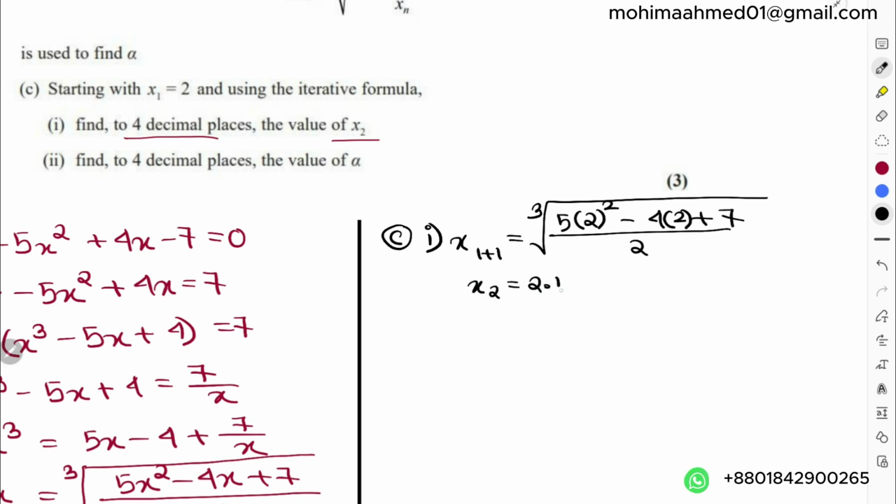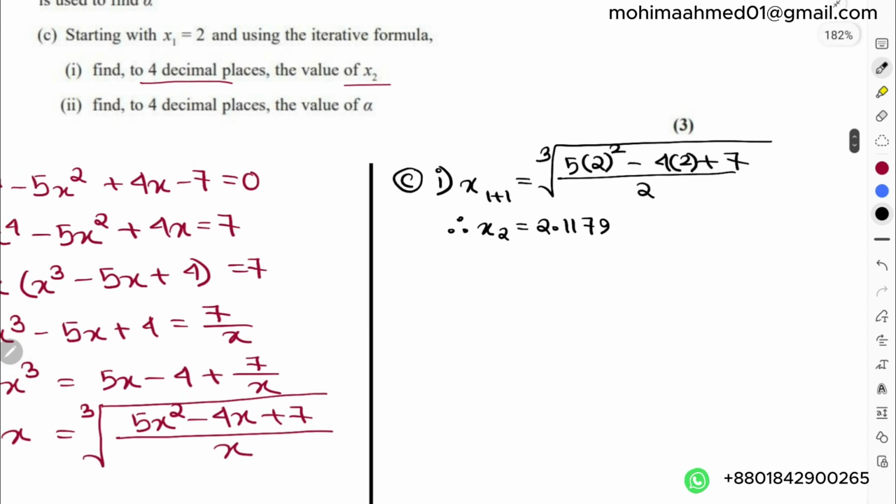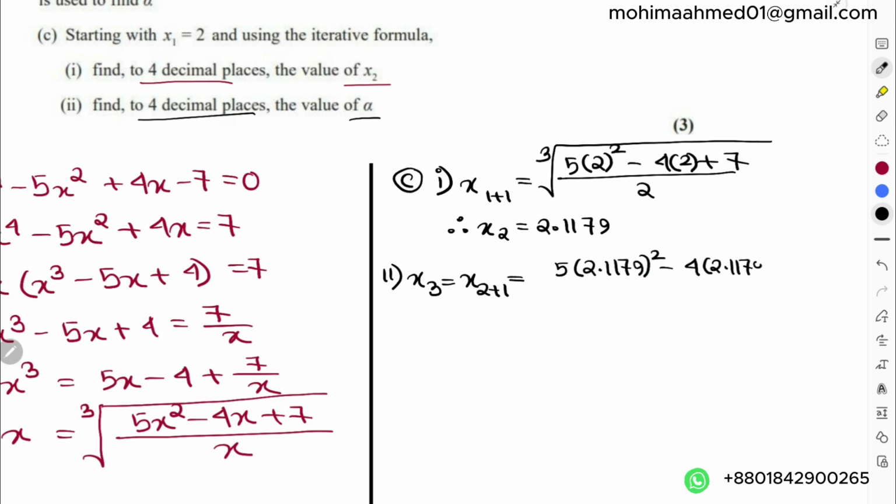x2 is 2.1179. So you got the value for your C1. Then for your C2, find the value for alpha to 4 decimal places by repeated iteration again. So for part 2, you have to calculate x3, which is x(n+1) using x2, which is again 5 times 2.1179 squared minus 4 times 2.1179 plus 7 divided by 2.1179, everything under the cube root.